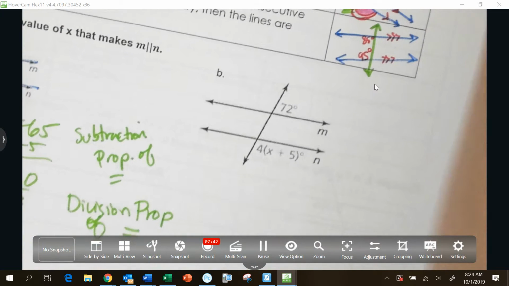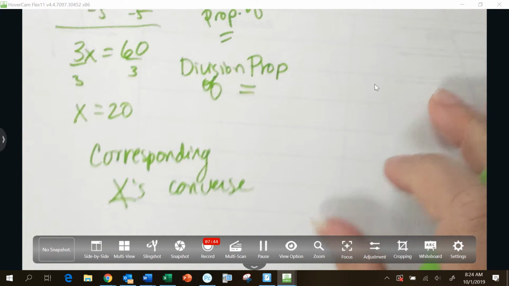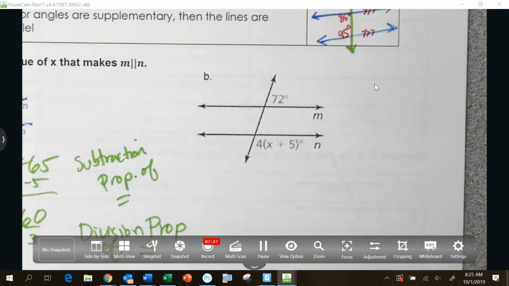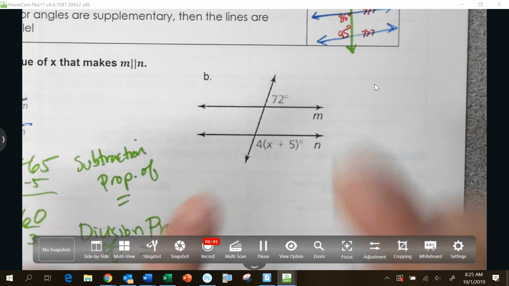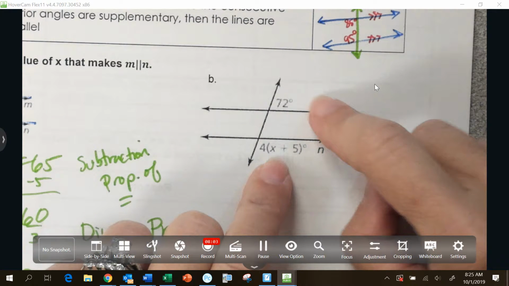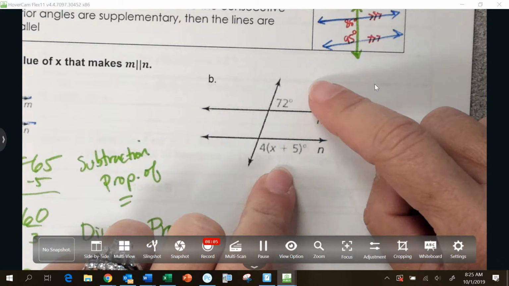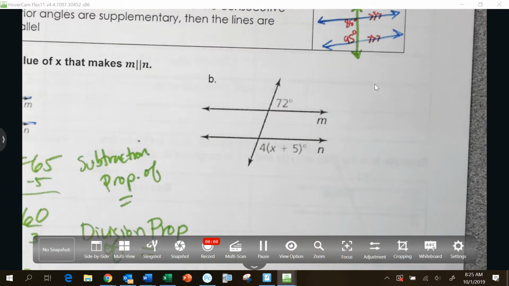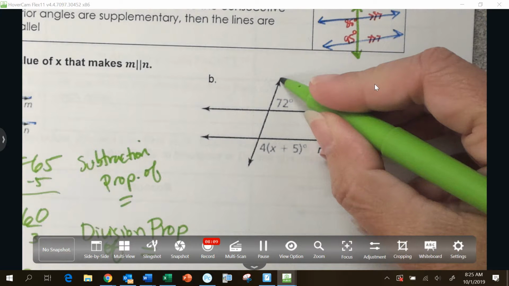So, corresponding angles converse. All right, how about question B? So I'm looking at 72 degrees, and I'm looking at 4(x + 5) degrees. They're both exterior. And where are they compared to the transversal? Are they alternate exterior?